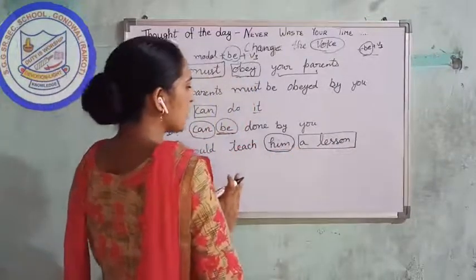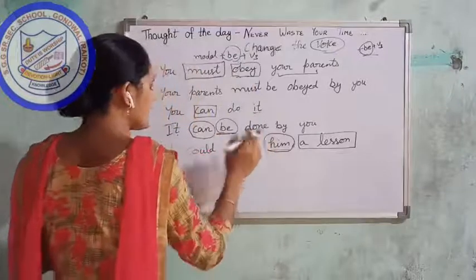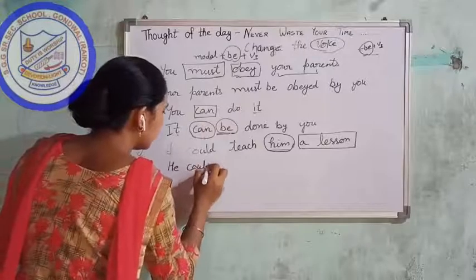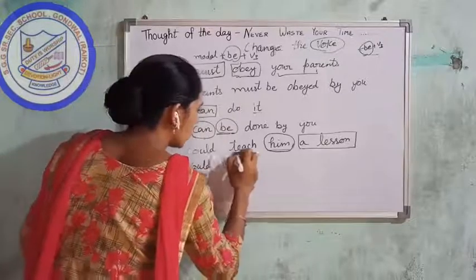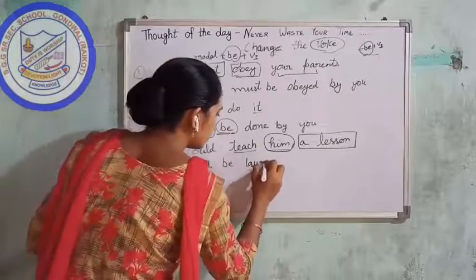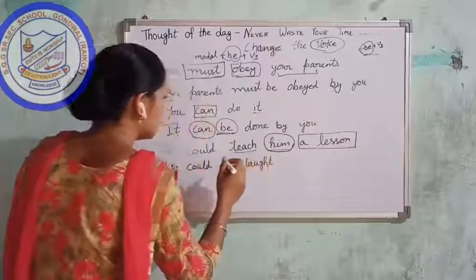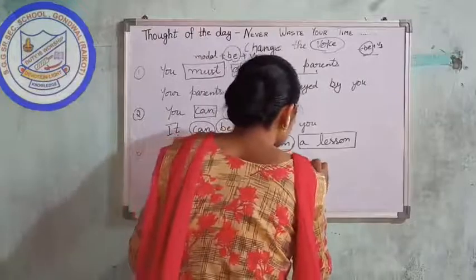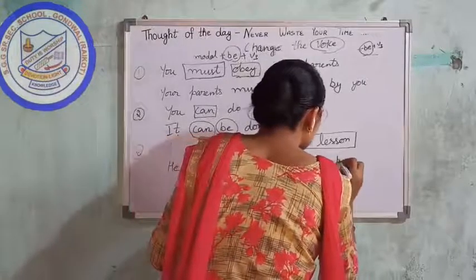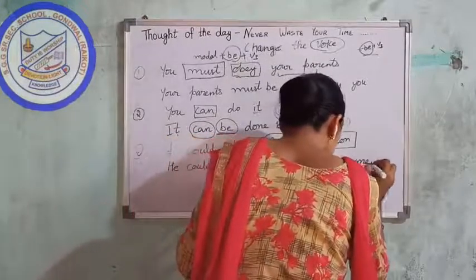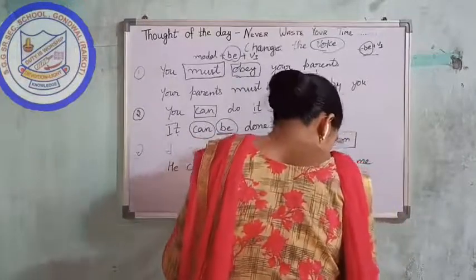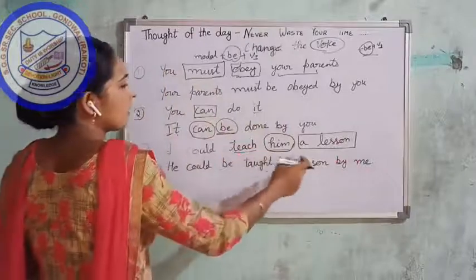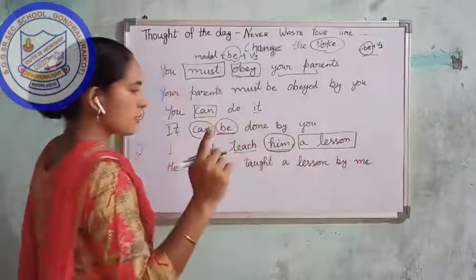in the first option we will make use of the first object. He could be taught a lesson by me. This is the first method.